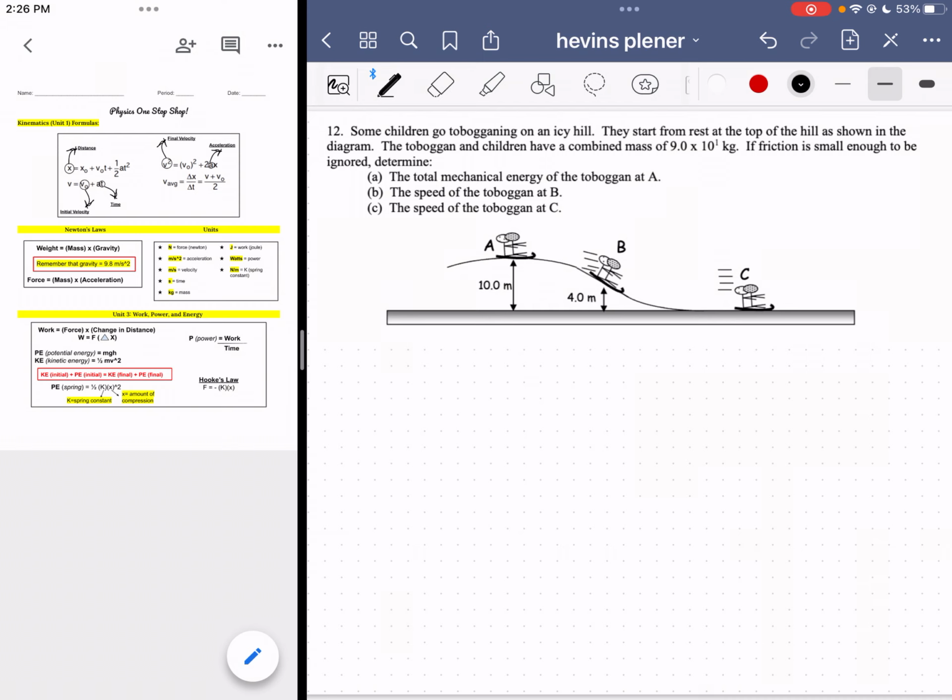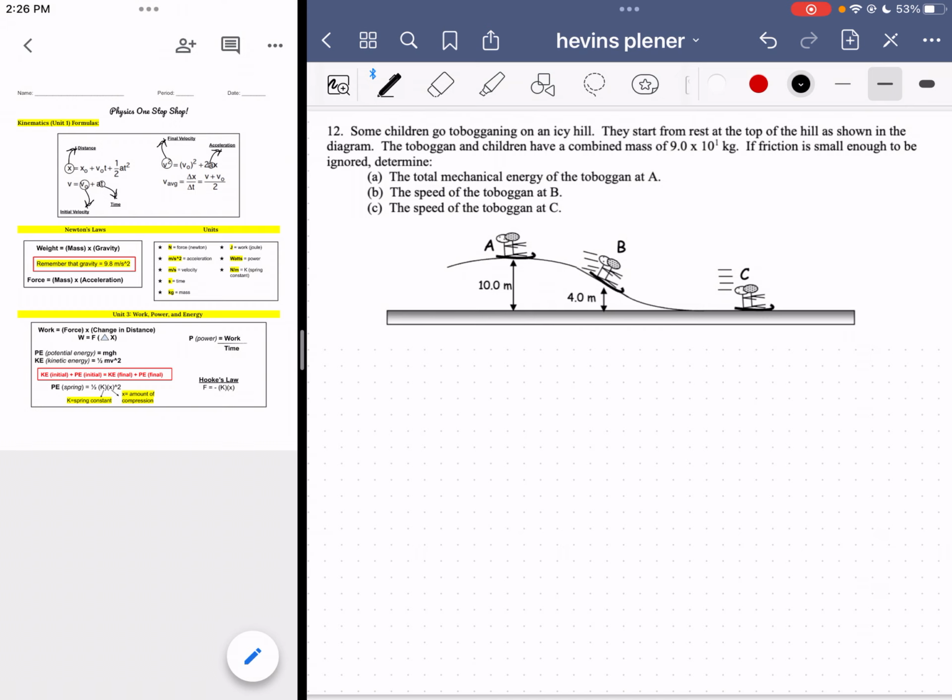Let's get it. Let's do number 12. Number 12 is really similar to number 11, so maybe I'll do number 11 too, but this one is a little bit more complicated. So let's go through it.